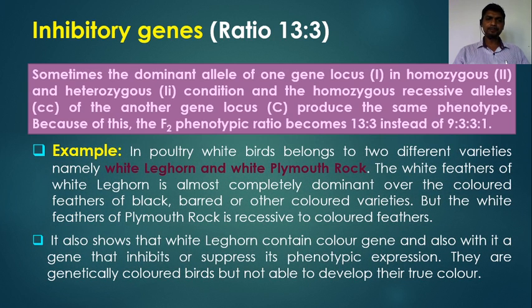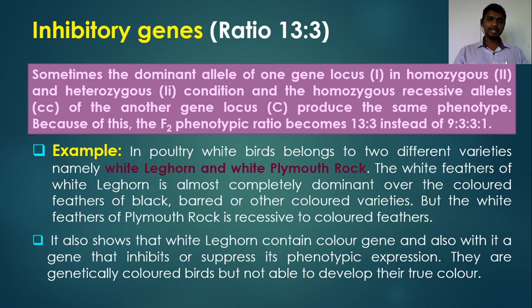In poultry, white birds belong to two different varieties, namely white leghorn and white Plymouth Rock. The white feathers of the white leghorn are almost completely dominant over the colored feathers of black, barred or other colored varieties. But the white feathers of Plymouth Rock are recessive to colored feathers. So here in poultry birds we are going to consider two different varieties: one is the white leghorn and another is the white Plymouth Rock. Both varieties are white feathered.